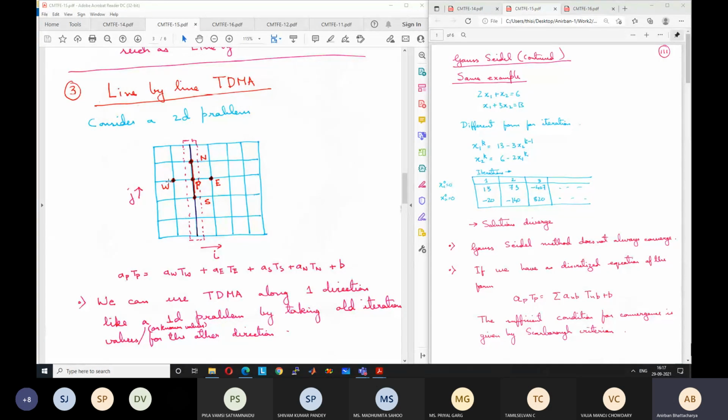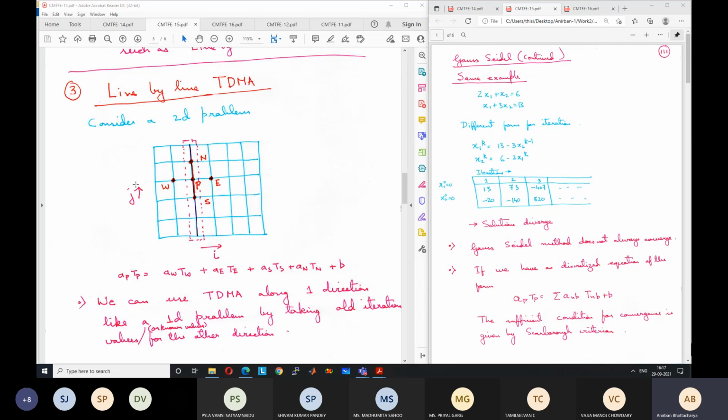How are they known? They are known from the previous iteration. So this is again an iterative method. Unlike the TDMA method, which was a direct method, this is not a direct method. We will assume the other direction values, in this case W and E, to be known from the previous iteration. With these values known, AWTW plus AETE can be just added to B, so we will have a different value of B. Ultimately, it will be an equation for 3 points: APTP is equal to ASTS plus ANTN plus B dash.